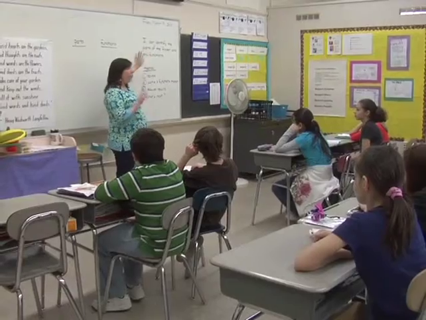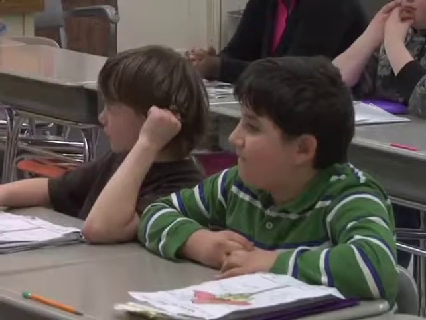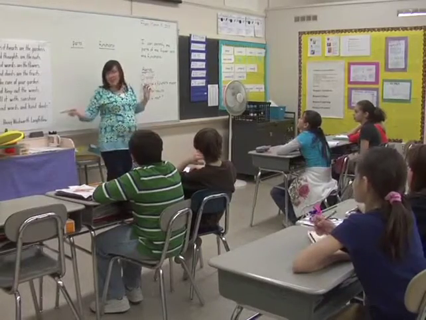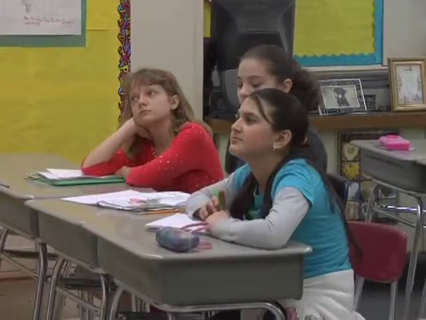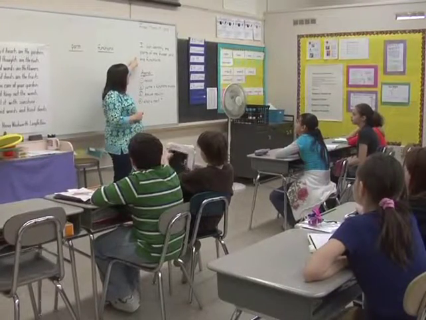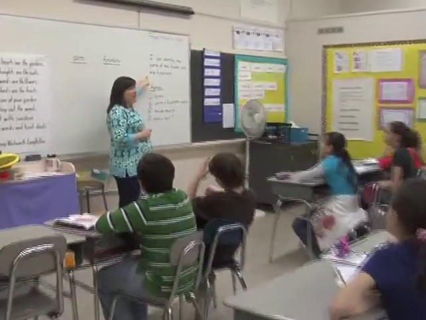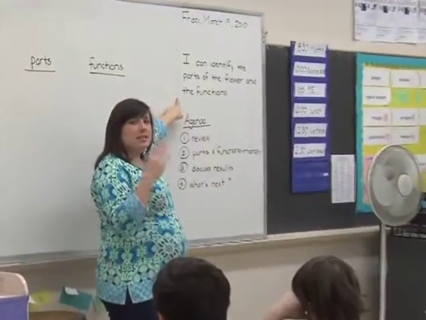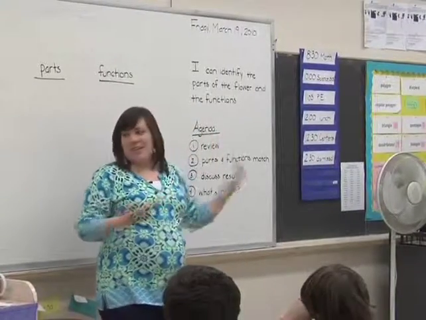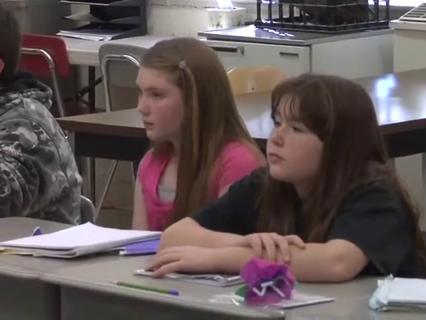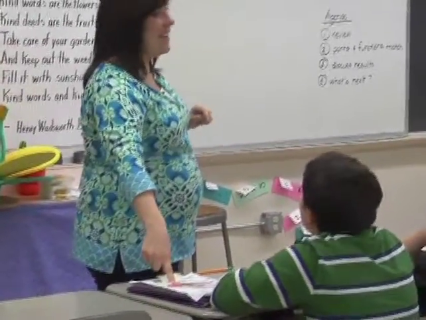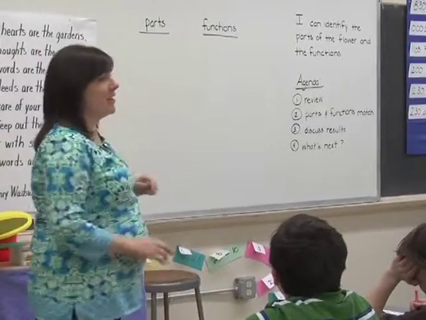Today we're going to take it one step further, a little bit harder, with a little bit less support from our picture and from our model, and see if we can get to that target, okay? So we're still working with, I can identify the parts of the flower and the functions. So it's still going to be the same idea, except today we're going to take away the visual in your notebooks here. I bet you can do it, judging from yesterday.